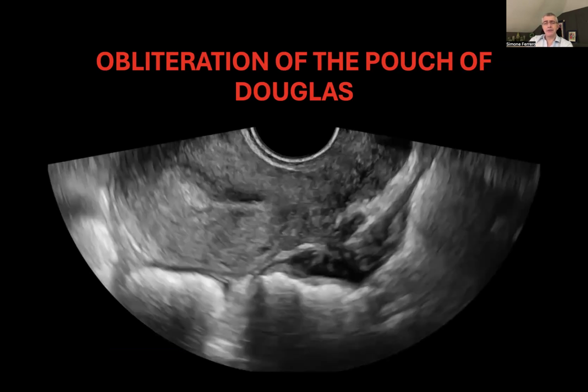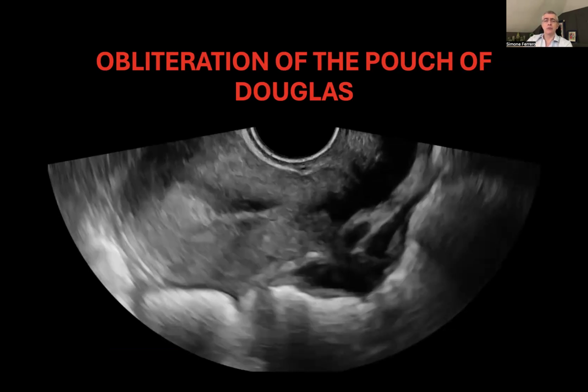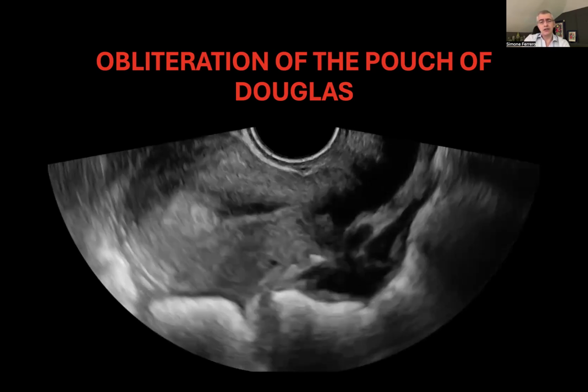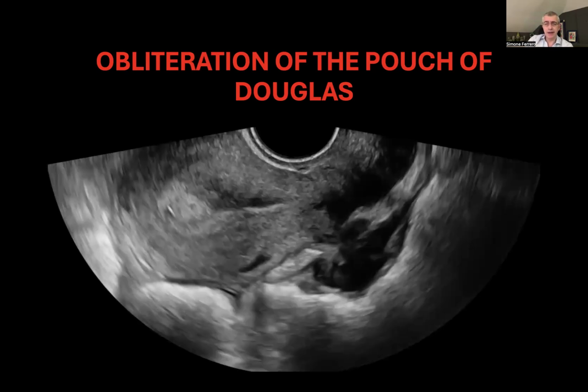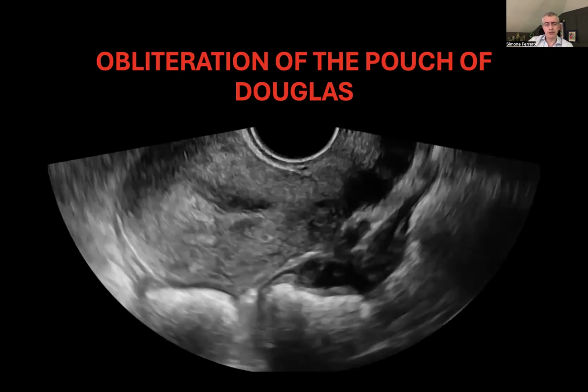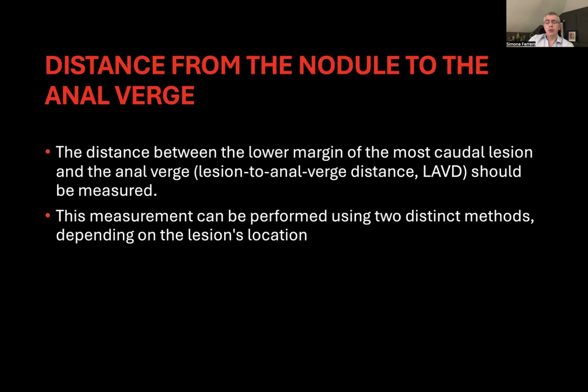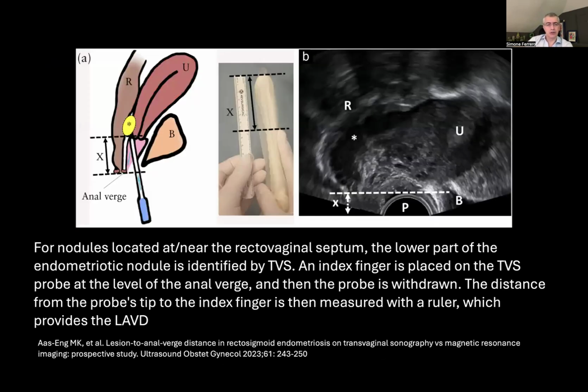When we identify a rectosigmoid nodule, we must also assess whether there is the presence of adhesion in the pouch of Douglas by using the sliding sign. And also we must try to estimate the distance between the lower margin of the lower lesion and the anal verge. This measurement can be performed by using 2 different methods depending on the location of the lesion.